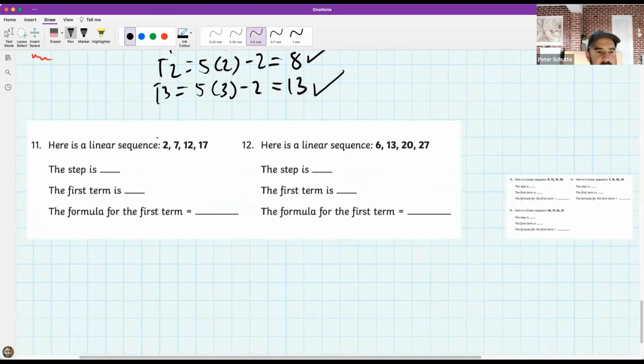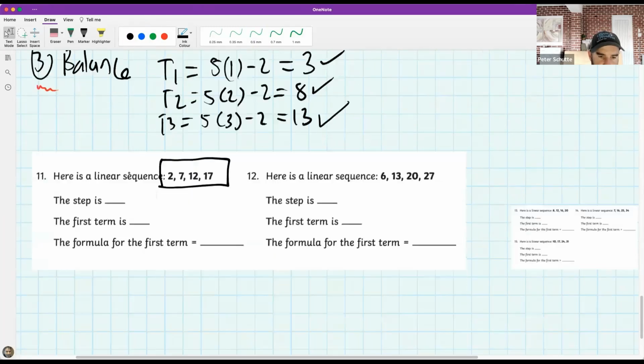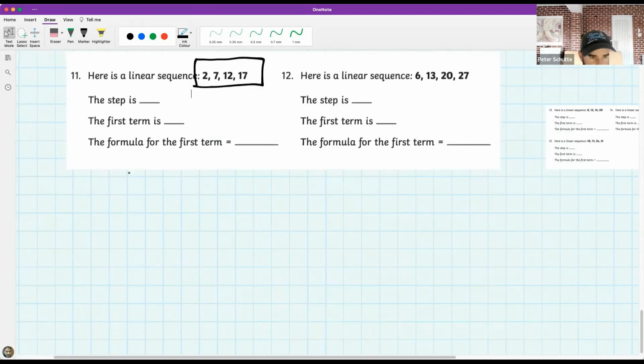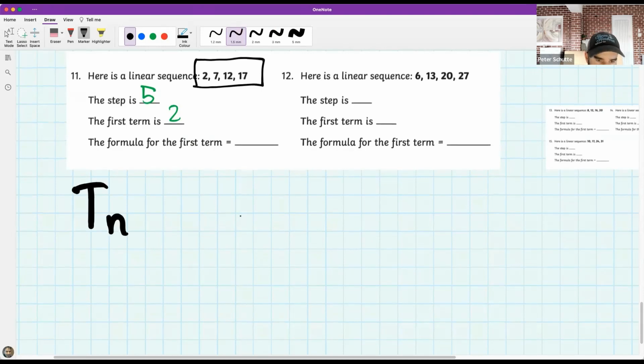In question 11, this is the number pattern that I'm trying to describe. The step size is going up in 5s. So step size is 5. The first term is 2. Let's start. Remember, what are the two characters that are always involved? There's Tn and n. And we always seem to use the step size.